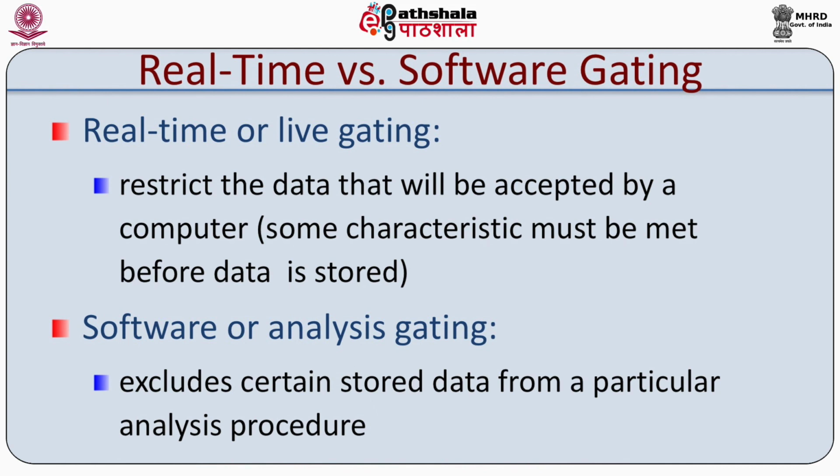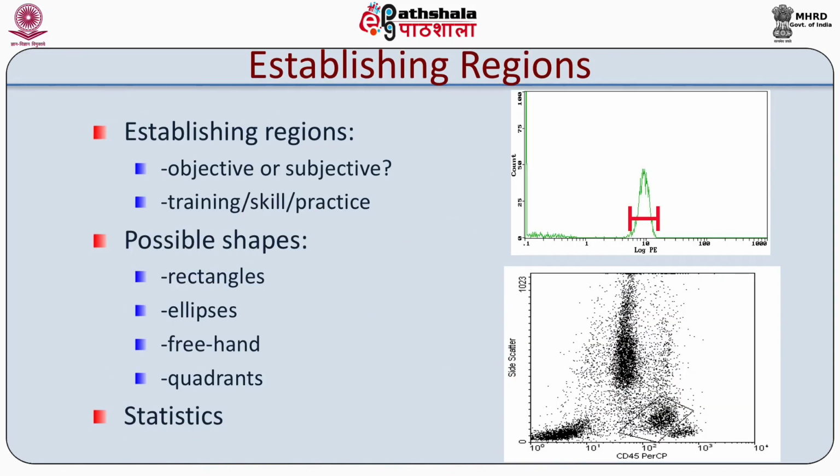Generally, real-time gating is used for sorting cells, and software or analysis gating excludes certain stored data from a particular analysis procedure and is used for analysis of signals after acquisition. Shown is a list of possible shapes of the gates that can be used for defining populations. How are these gates established?